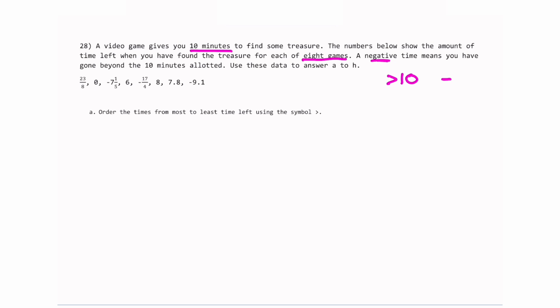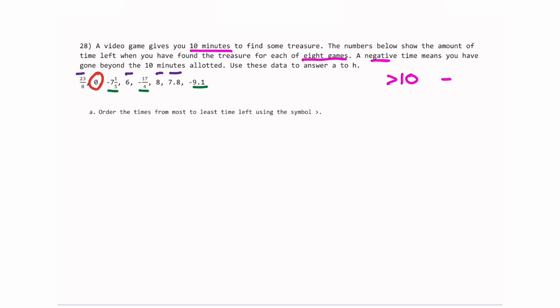So we have how many negatives? Let's see. You have 1, 2, and 3 negatives. Oh my God, out of 8. The person needs more practice to play video games. And the positives, 1, 2, 3, and 4. And this one here, it's the exact time. Okay? So we have 3 negatives, 4 positives, and 0 where the person has taken exact time.